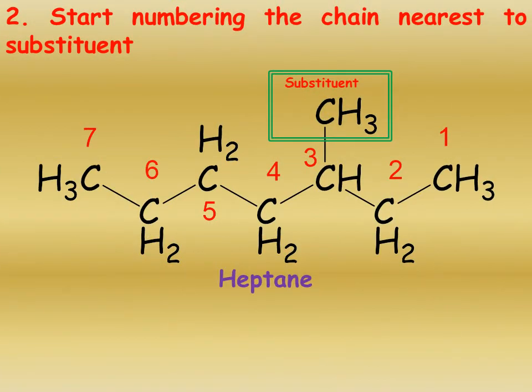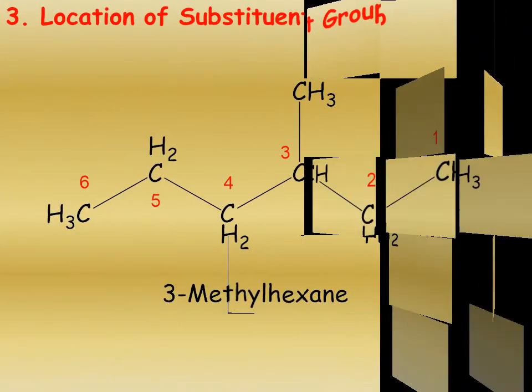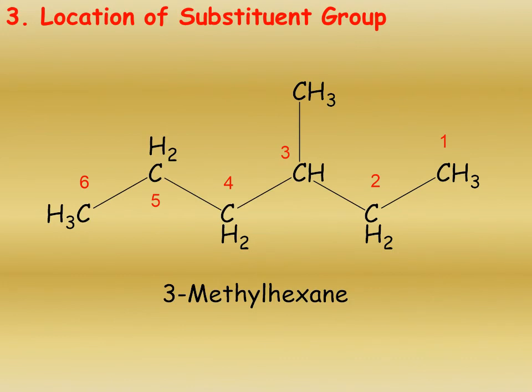Start numbering the chain from that end which is nearest to the substituent, as shown in the example. Rule number 2 gives us the number which shows the location of the substituent. The parent name is placed last. Following the rules, the given structure is named as 3-methylhexane.